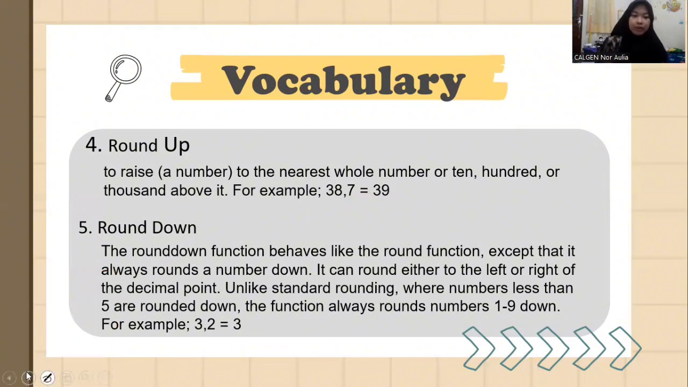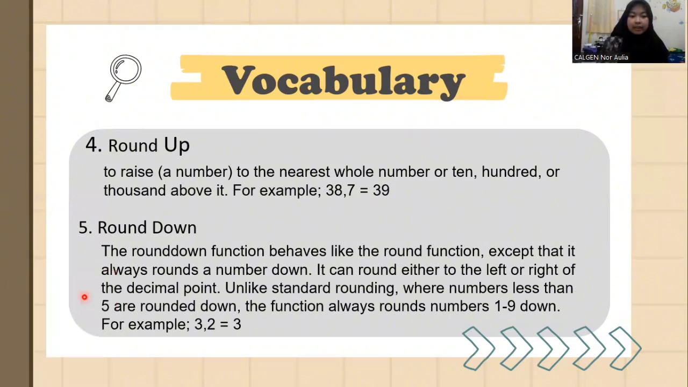Number 5 is round down. Round down in bahasa, we can say pembulatan ke bawah. So the definition, round down is a function that behaves like the round function, except that it always rounds a number down. It can round either to the left or right of the decimal point, unlike start rounding where numbers less than 5 are rounded down.